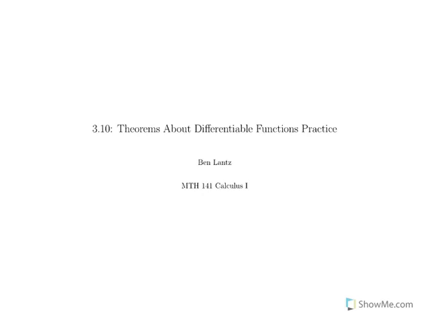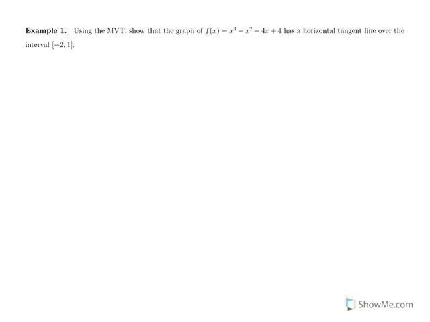In this video, we're going to do a couple practice problems relating to the mean value theorem. First, using the mean value theorem, show that the graph of f of x equals x cubed minus x squared minus 4x plus 4 has a horizontal tangent line over the interval -2, 1.